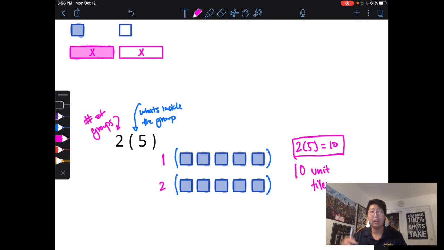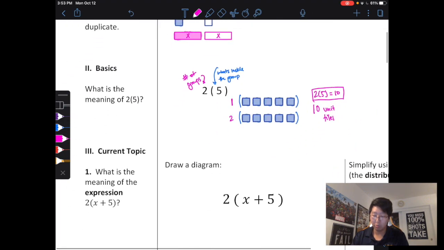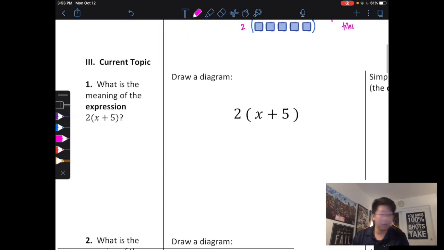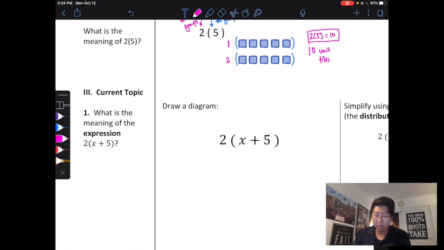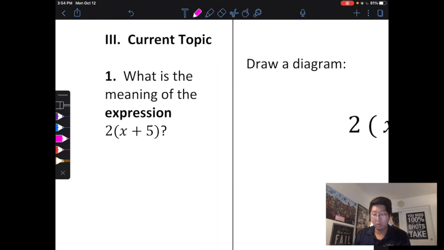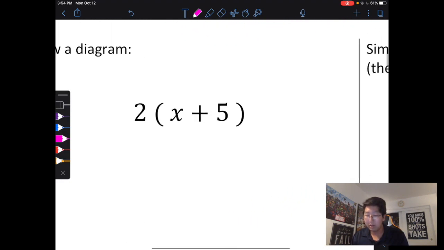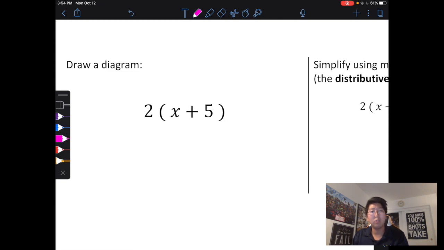If we understand that, that's going to help us understand the distributive property. The current topic right now is what is the meaning of this. Sorry, that confused me when I read that. What we're doing is talking about the distributive property. So what is the meaning of the expression 2 and then in parentheses x plus 5? Here we're going to draw a diagram that represents 2 groups. So this is the number of groups.